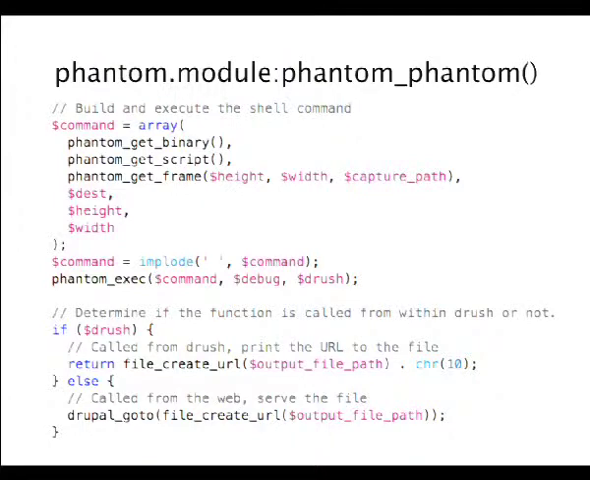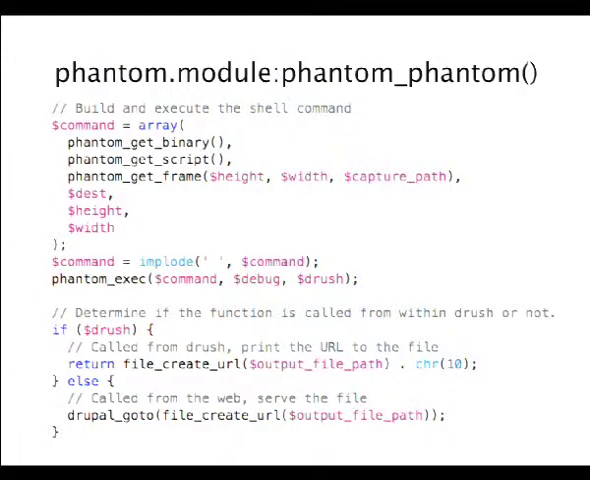The first thing is phantom get binary, which is the module's function that goes and figures out where PhantomJS actually exists. The second one is phantom get script, which basically is figuring out what JavaScript to pass to PhantomJS, and in this case it's either the capture script or the test script. In our case, it's going to be capture.